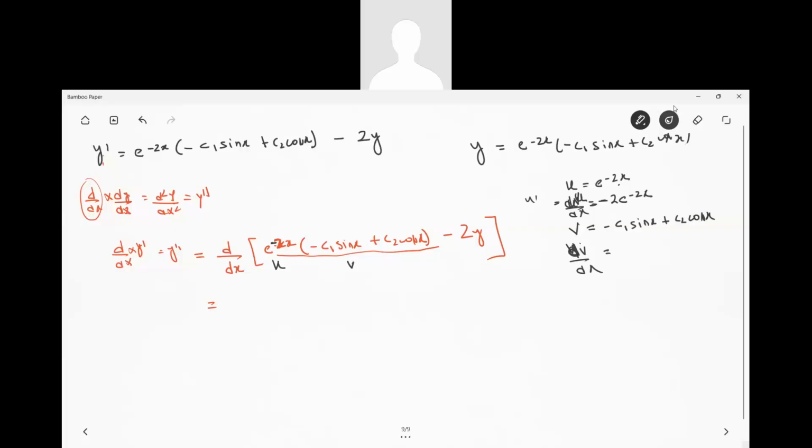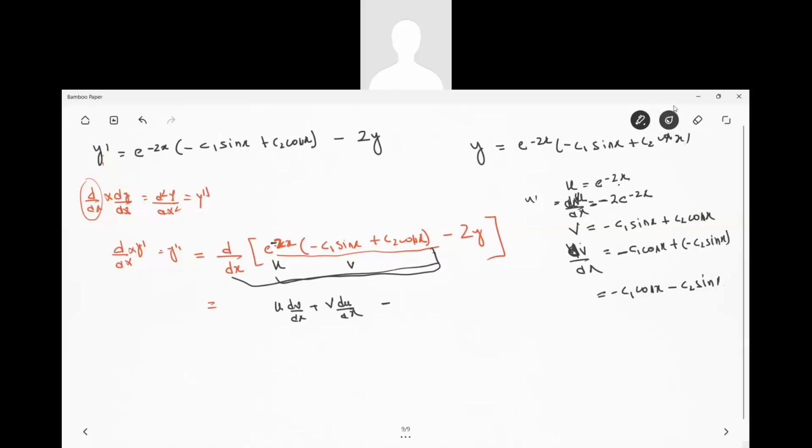So your dv by dx here would be equal to minus c1 into the differentiation of sin x, that would be cos x, plus c2 into the differentiation of cos x, that would be minus sin x. So that would come as minus c2 sin x, right? So this differentiation changes to minus c1 cos of x minus c2 sin of x. Now you just have to put here in this function u into dv by dx plus v into du by dx, right? This is the whole thing.